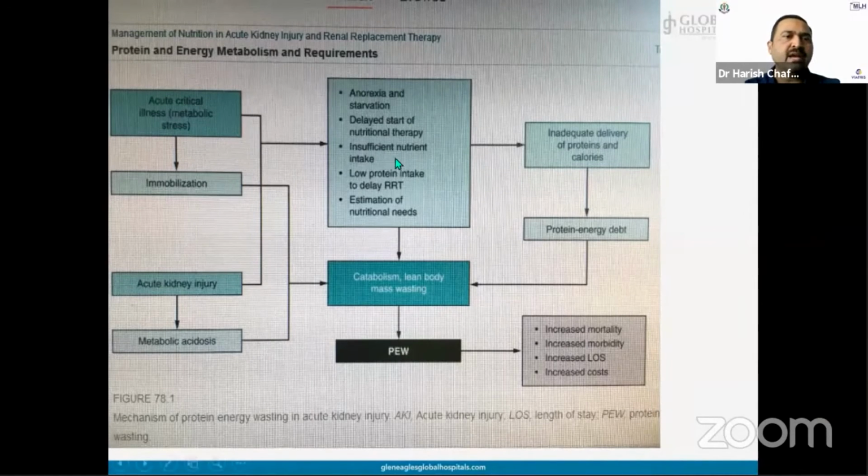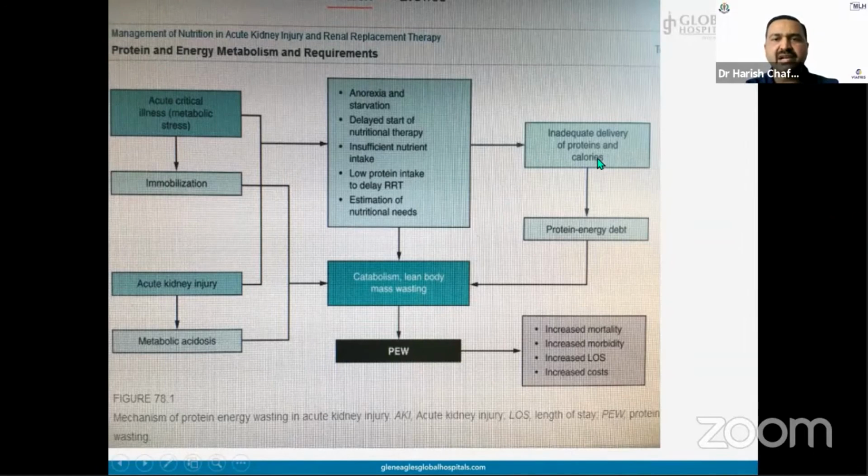So you know that acute critical illness, stress, and immobilization lead to anorexia and starvation. There is delayed start of nutrition therapy, as we discussed in our cases. There is insufficient nutrient intake from the patient side because of loss of appetite and inability to consume things. Low protein intake to delay RRT, estimation of nutritional needs, and acute kidney injury, metabolic acidosis, all these contribute to catabolism, lean body mass wasting, and there is protein energy wasting in the patients.